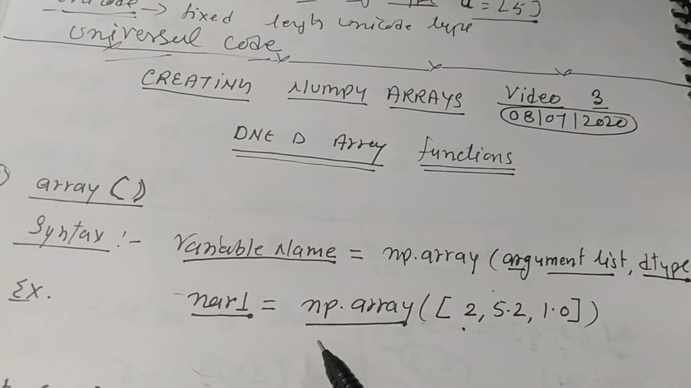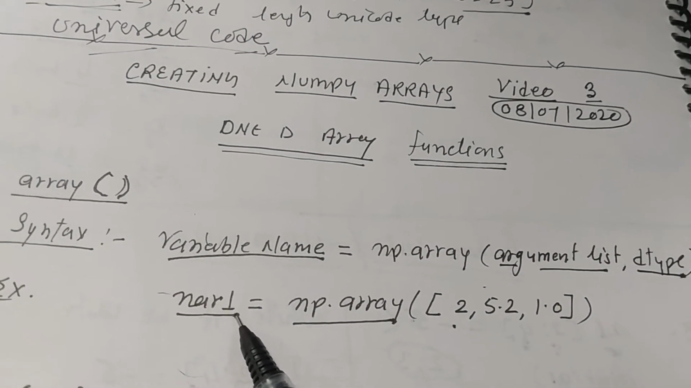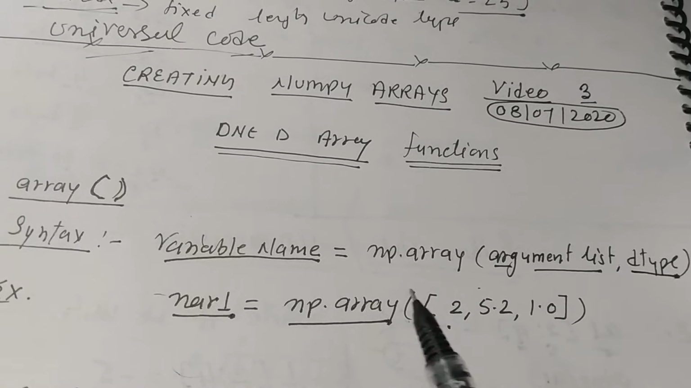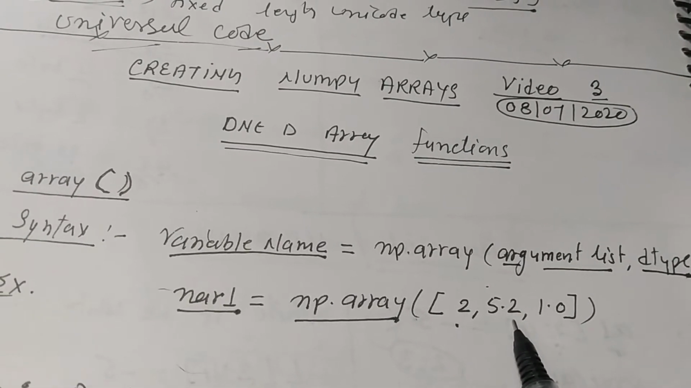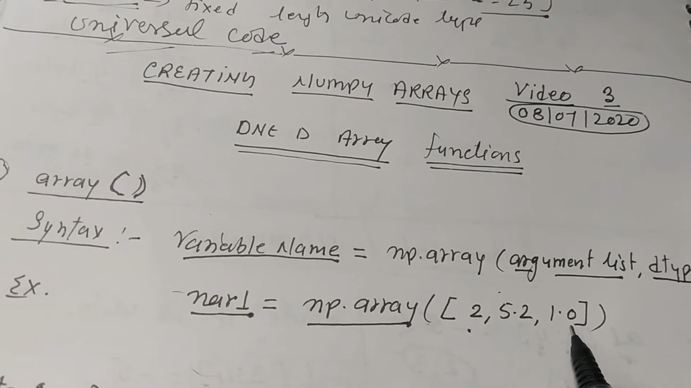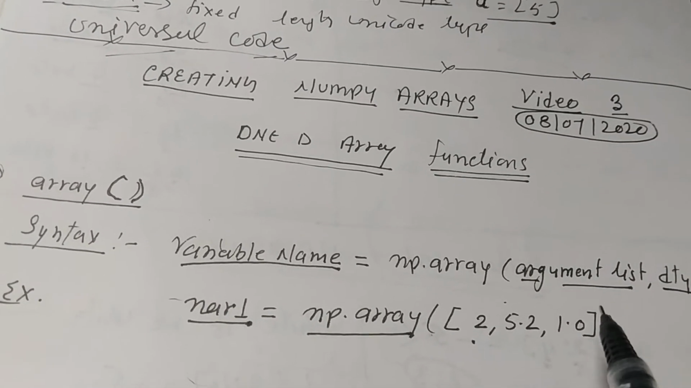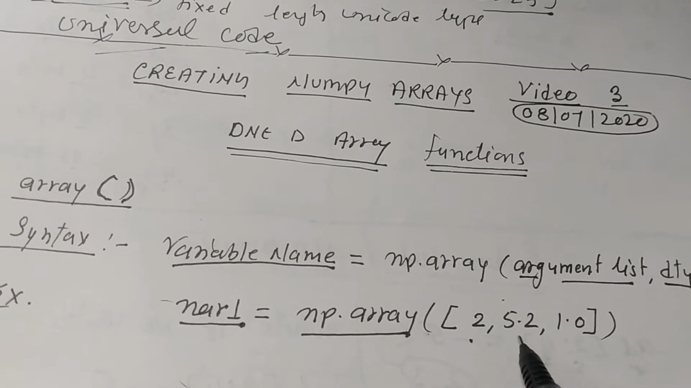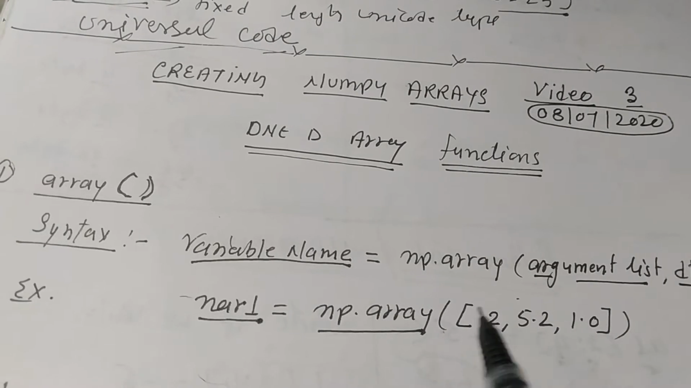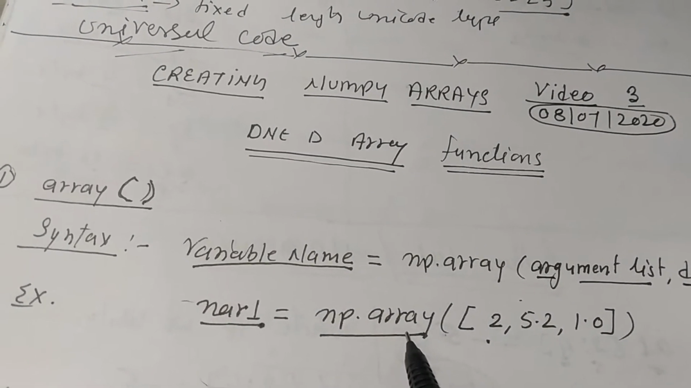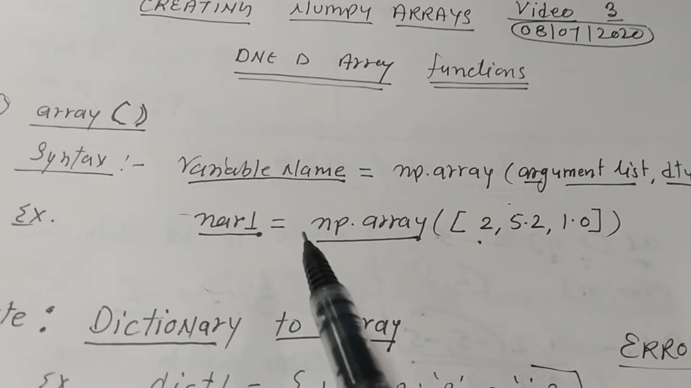Now let's have an example here. nar1 is the variable name, and we have the values 2, 5.2 and 1.0. These are the values. They create the 1D array, and we are going to store it in array 1.